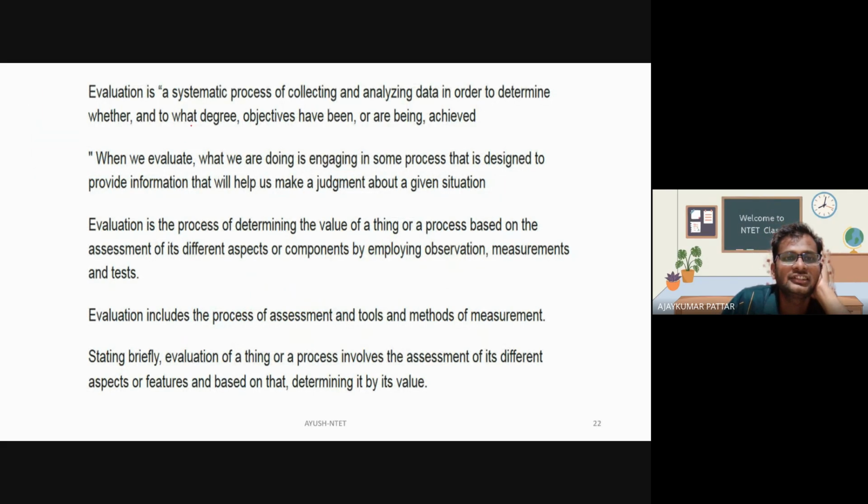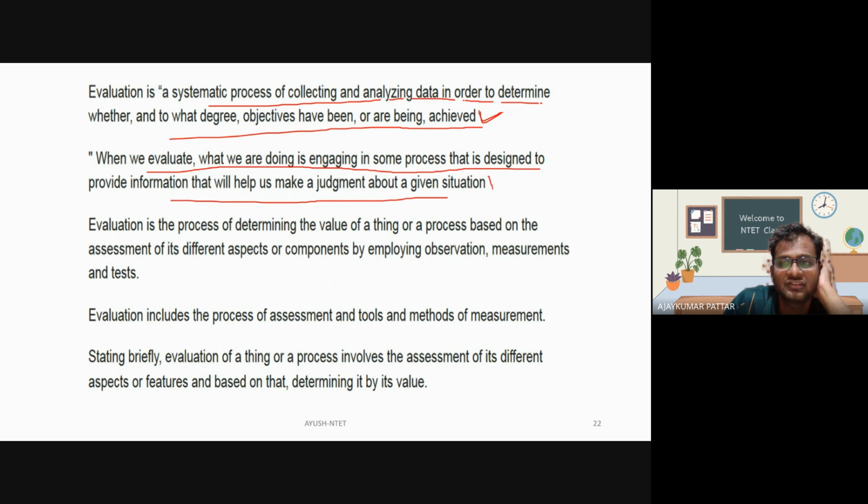So evaluation is a systematic process of collecting and analyzing data in order to determine to what degree objectives have been or are being achieved. कौन सा लेवल में, कौन सा डिग्री में that objectives are achieved. So that is the evaluate. When we evaluate, what we are doing is engaging some process that is designed to provide information that will help us make the judgment about the given situation. Evaluation is the process of determining the value of a thing or process based on the assessment of its different aspects, components by employing observation, measurements and test. So observation, measurements and test के हिसाब से हमने उसको एक वैल्यू दिया. So that is called evaluation.